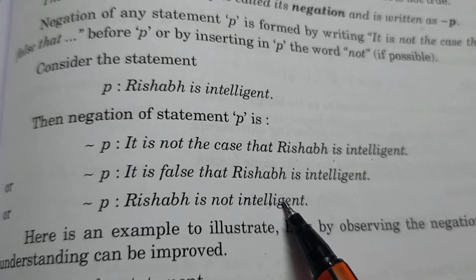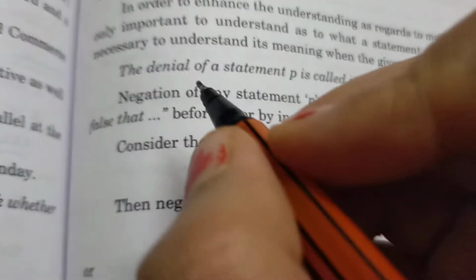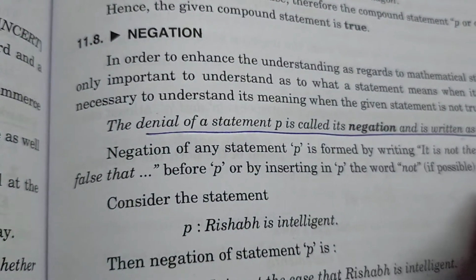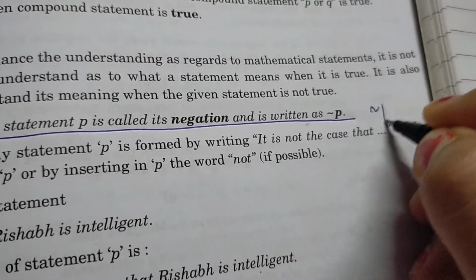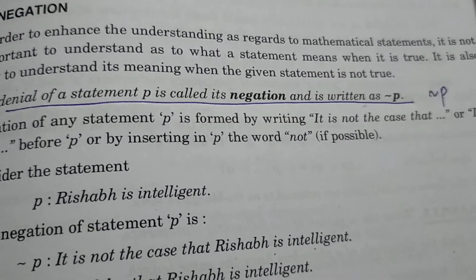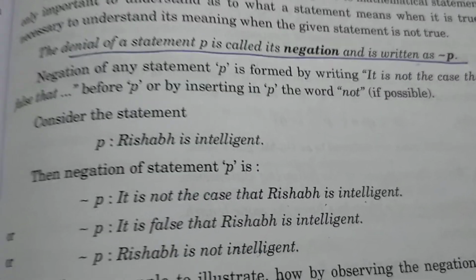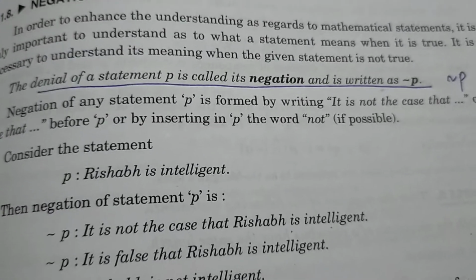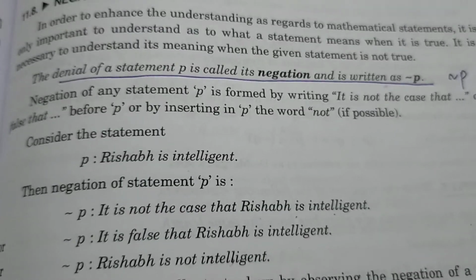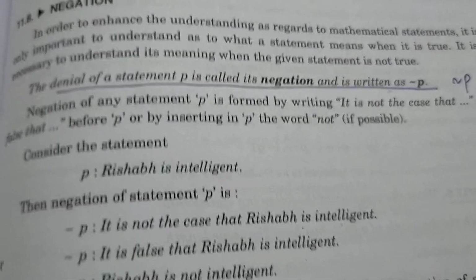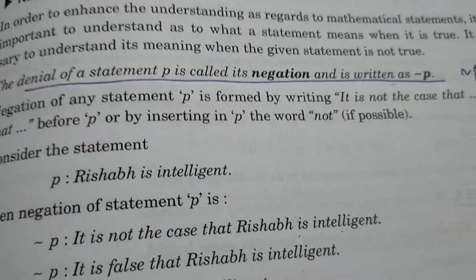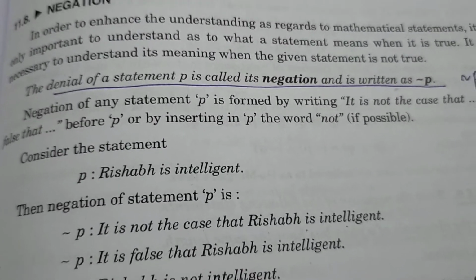Negation is just the opposite of the situation, and we write it like this. Fine, so this is the mathematical language we are using. This is much more about the theoretical chapter in mathematics, and we are learning about theoretical things, and it's a very basic chapter.